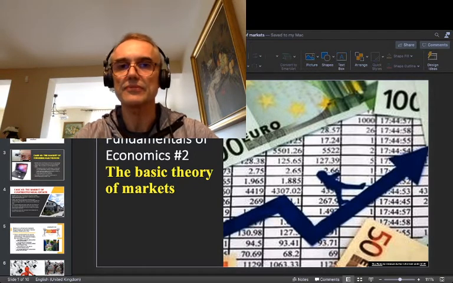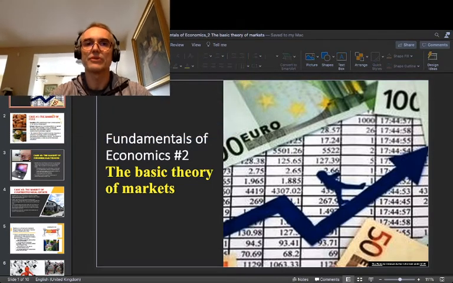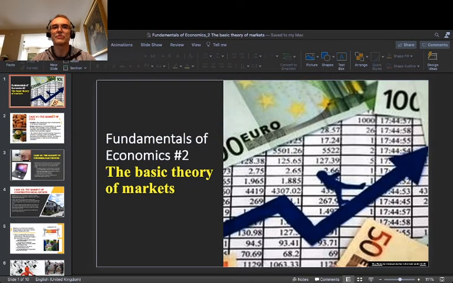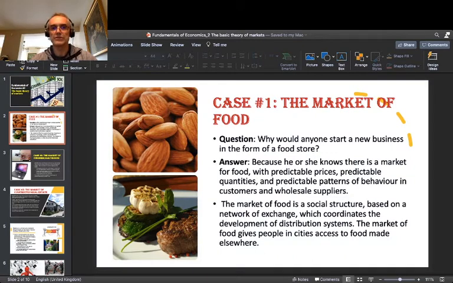So I go into the theory of market approached very behaviorally. First of all, a few cases just to give you the idea of how I approach markets. The first very basic market, one of the most basic ones, the market of food.